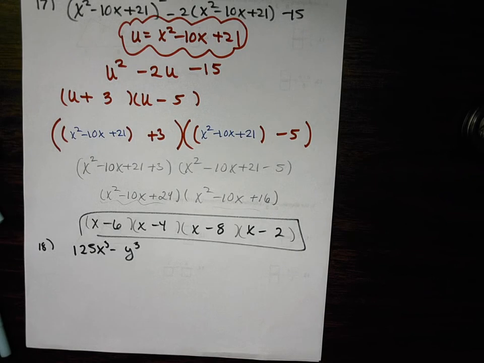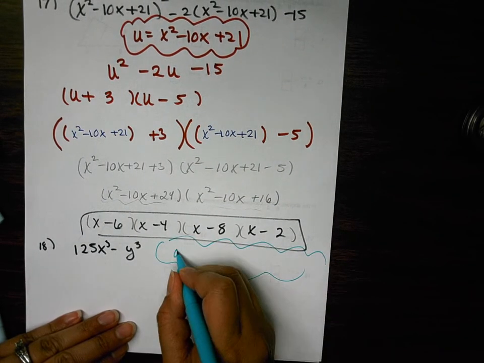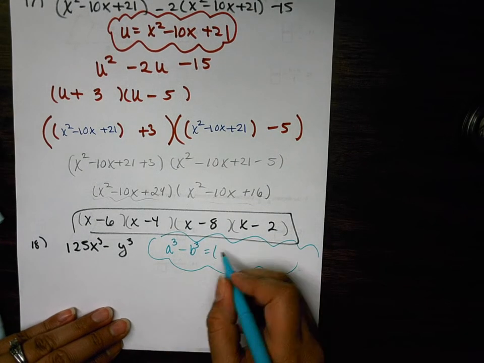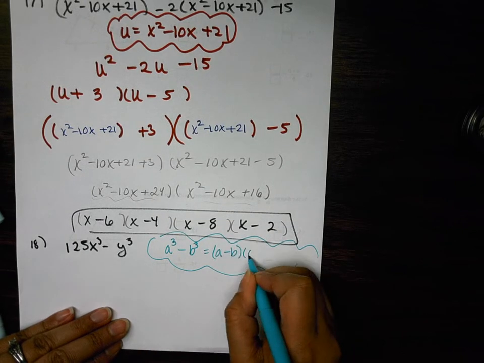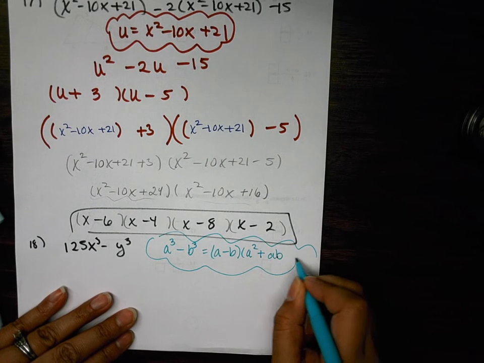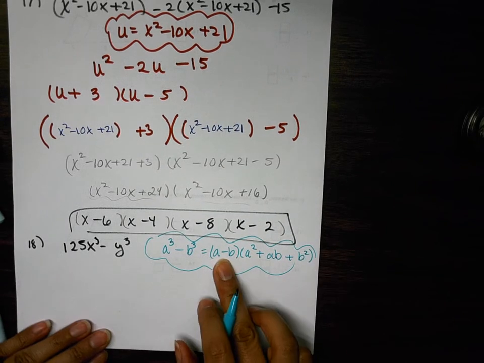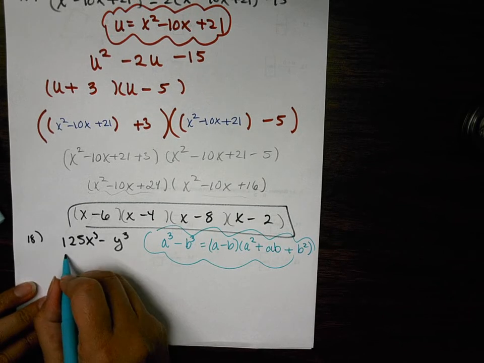125x cubed minus y cubed. Do you guys need this one? Yes or no? Okay, what was the SOAP formula? Before I give it to you, is it something you definitely need for the test? Yes. I'm just going to do a minus because there's a minus in that problem. Find out what A is first, find out what B is first, then it's A minus B, A squared plus the product of the two, B squared. Same, opposite, always positive. Same sign, opposite sign, always positive.